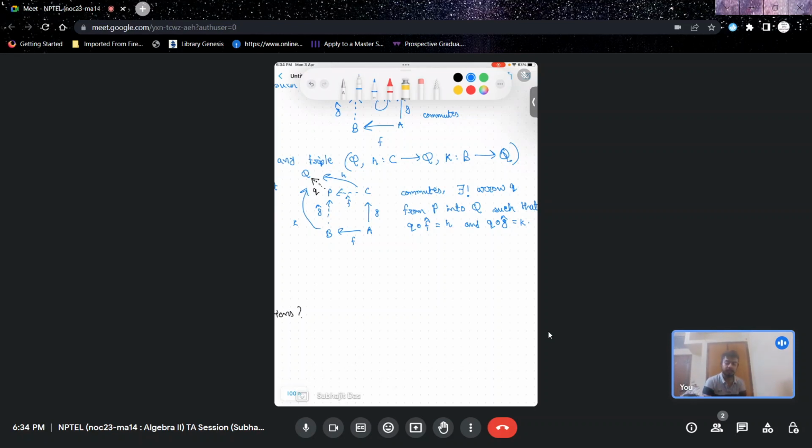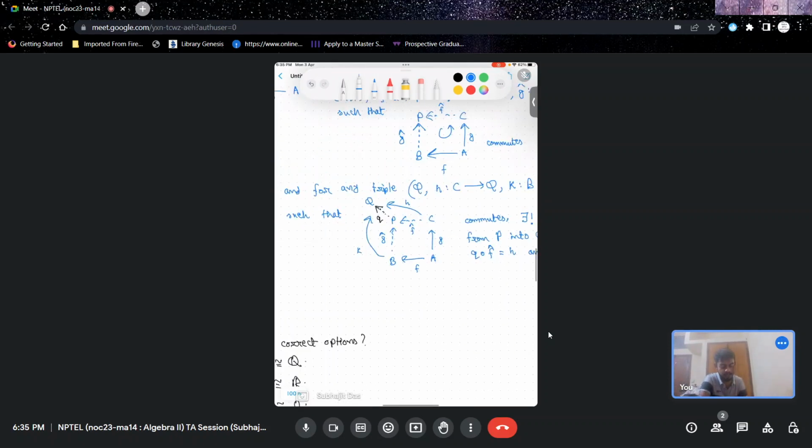What I am saying here is that the push out is a triple making the diagram commutative, such that for any arbitrary triple which makes the diagram commutative, that arbitrary triple factors uniquely through the push out. So the push out is a triple which makes the diagram commutative and is such that any arbitrary triple will factor uniquely to the push out triple, via a unique map from the push out to Q.